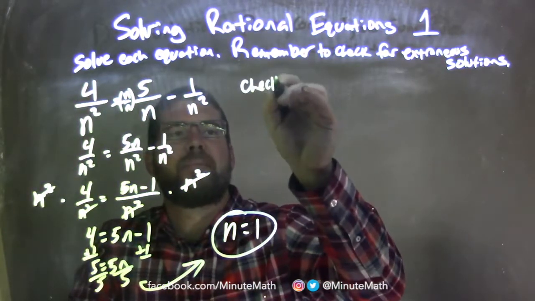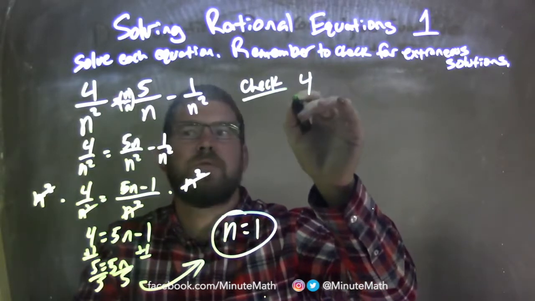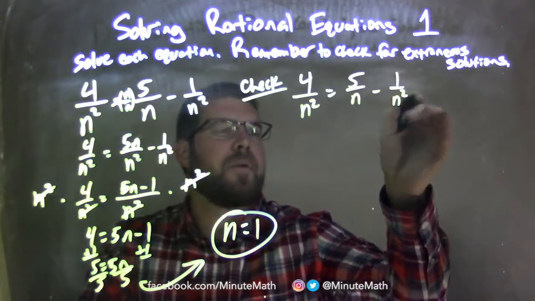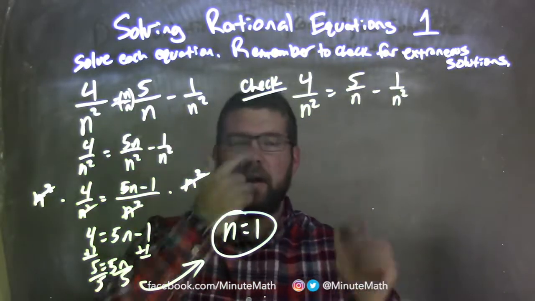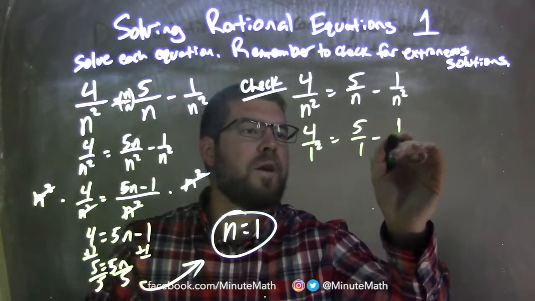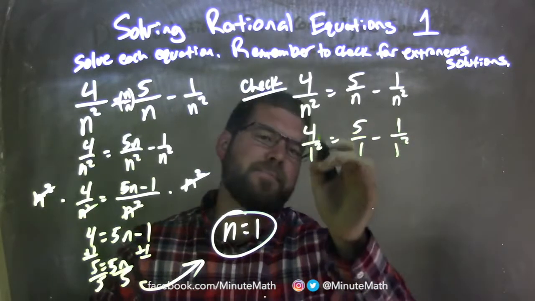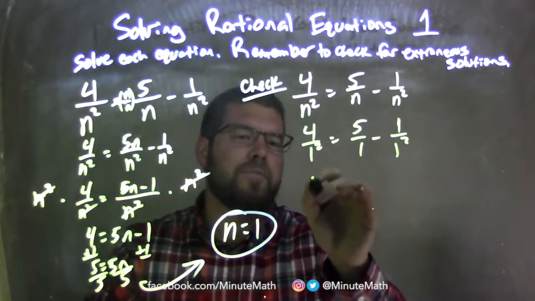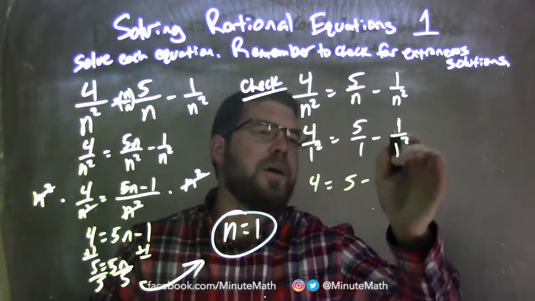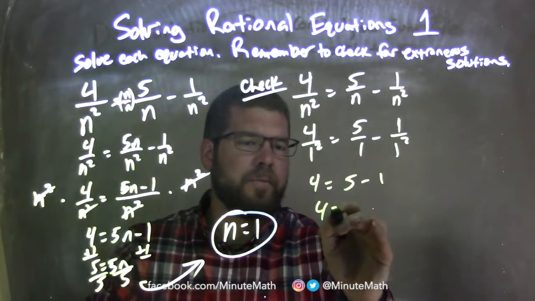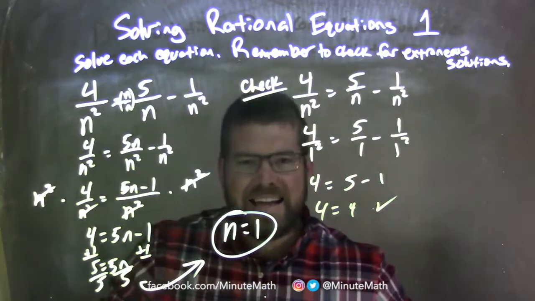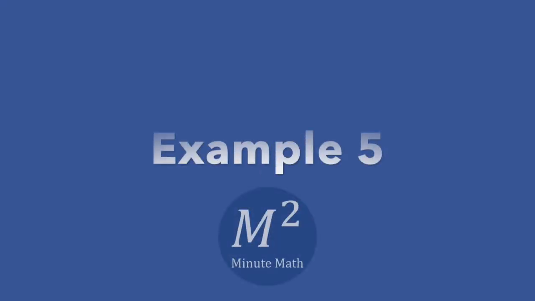I need to check that. So to check it, I'm going to rewrite my equation. 4 over n squared is equal to 5 over n minus 1 over n squared. Well, if n is 1, I can quickly just plug it in. 4 over 1 squared equals 5 over 1 minus 1 over 1 squared. 4 over 1 is just 4. 5 over 1 is 5. Minus 1 over 1 squared, which is 1. 5 minus 1 is 4. Fantastic. Left and right hand side are equal. Great. Confirming n equals 1 is my final answer.